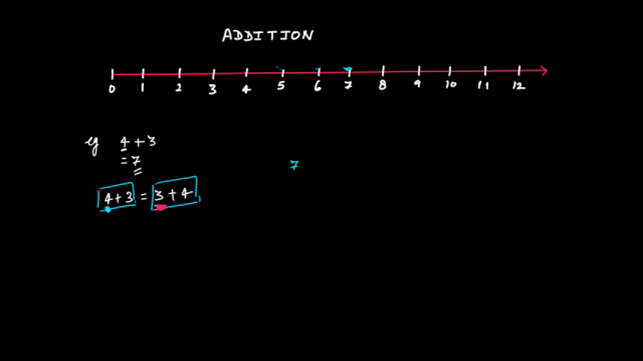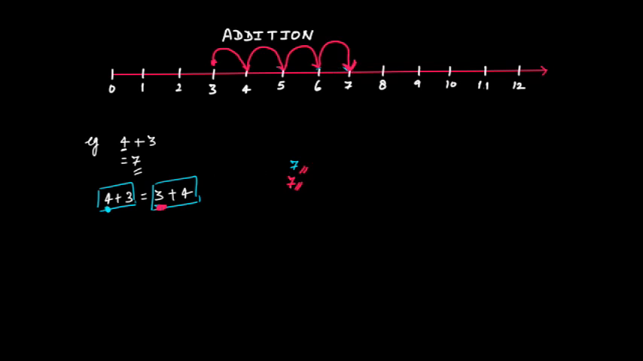So you start from 3, and you have to add 4. So you take 4 jumps from here. This would be first jump 1, then 2, then 3, and then 4. Even now in this case you can see that the point of the arrow is pointing towards 7, right? So again the answer is 7.